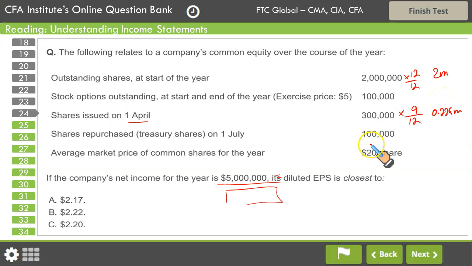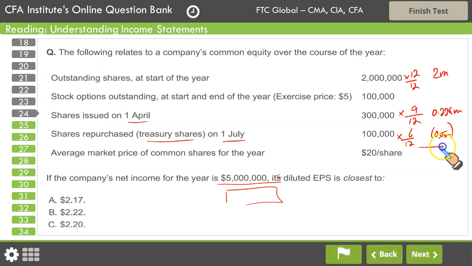Shares repurchased. You repurchased 100,000 shares on 1st of July. From July to December, 6 months. So it means multiply this with 6 upon 12, which means 50,000. Since it's repurchased, treasury stocks, it's a deduction. It's 0.05 million, 50,000 shares.